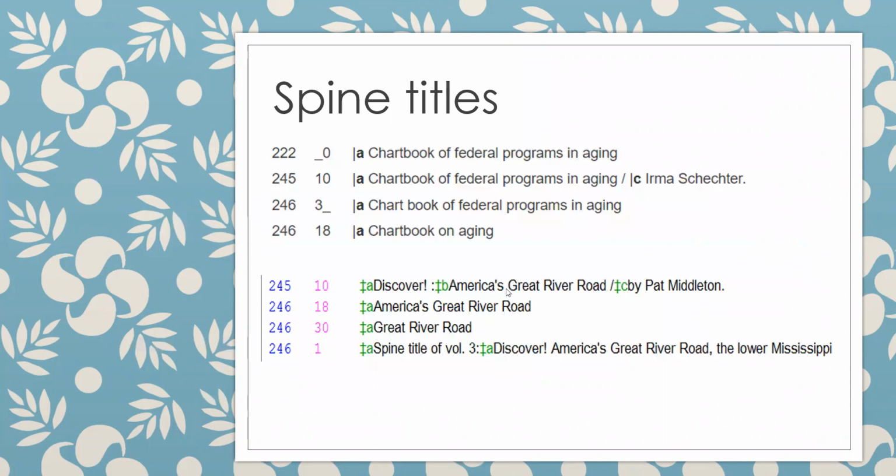For the first example, the Chart Book of Federal Programs in Aging, that's what appeared on the spine. And then the 246.3, the 3 as the first indicator means that there is no note added entry, and the blank means that there is no type of title specified. The 246.18, the first indicator 1, means that there is a note added entry, and the 8 as the second indicator means that it is a spine title. The 222 is the key title. ISSN National Centers use field 222 for a unique title assigned to a continuing resource, serial or integrating resource, in conjunction with an international standard serial number in field 022.